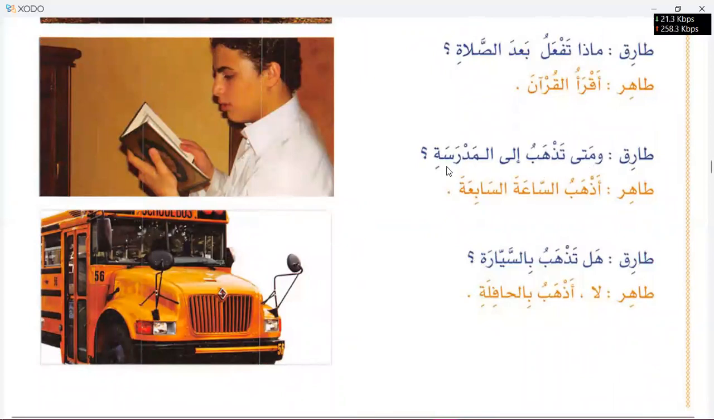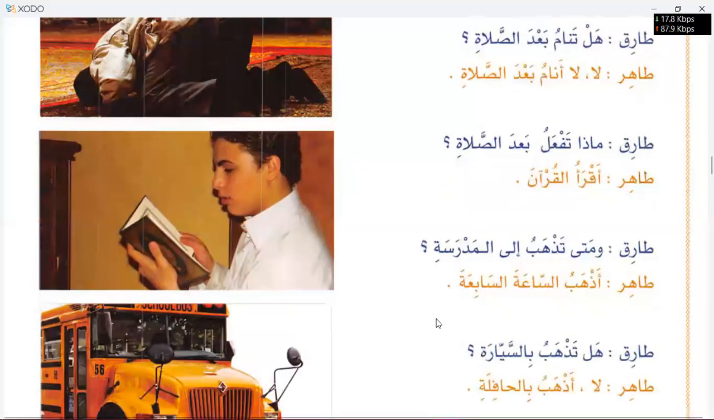And when do you go to the school? Athhabu as-saa'ah as-saabi'ah, I go at 7 o'clock. Hal tathhabu bis-sayyara? Do you go by car? La, athhabu bil-hafila. No, I go by the bus.